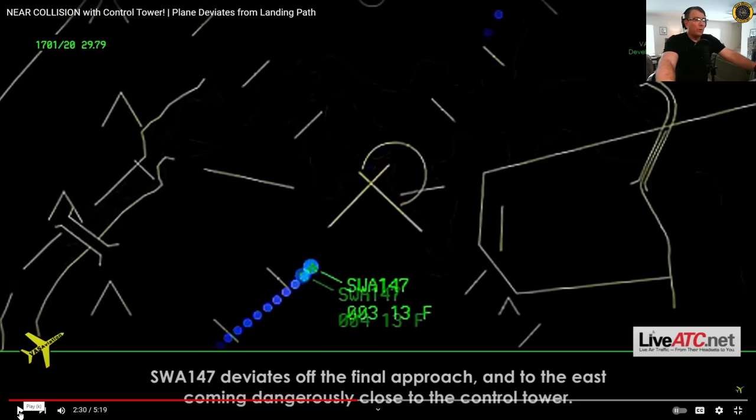So on their second approach, Southwest 147 deviates considerably to the right, of course. We'll look at that in a minute.